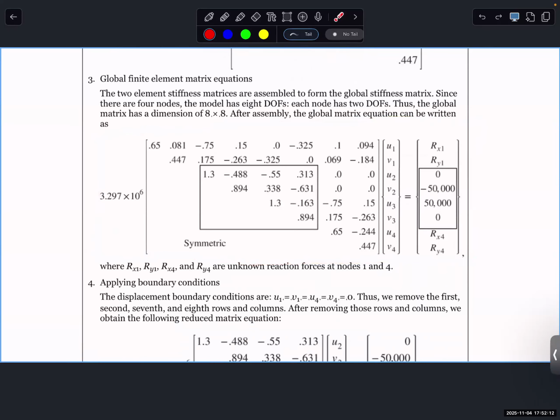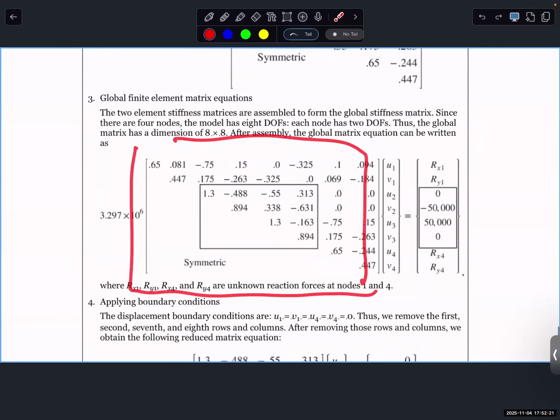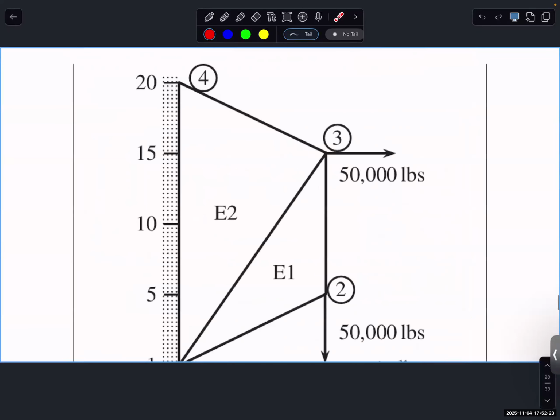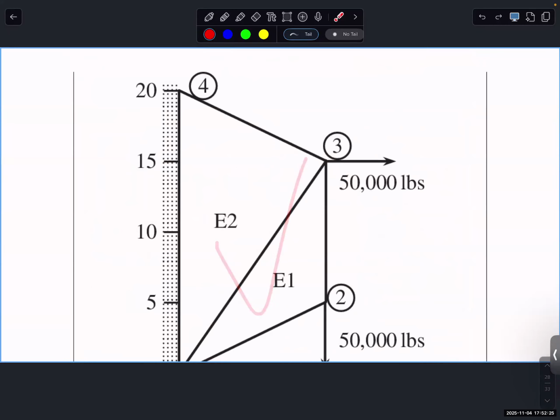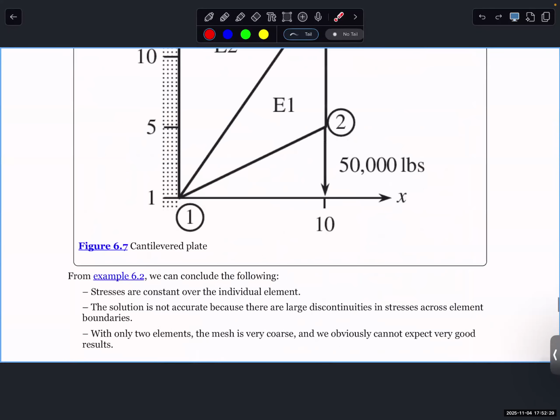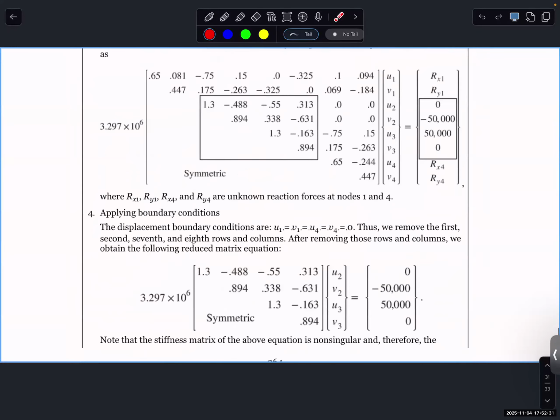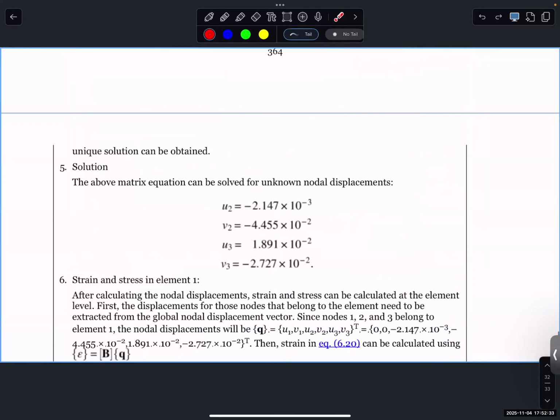Put two elements together, and we have two nodes connected. So we have the corresponding components we need to add together. So this is the 8x8 matrix for this structure. For the whole structure, we have 4 nodes. Each node has 2 degrees of freedom. So it becomes 8x8. And we apply the boundary condition, and we solve for the displacement.